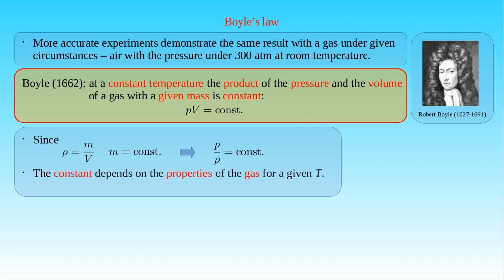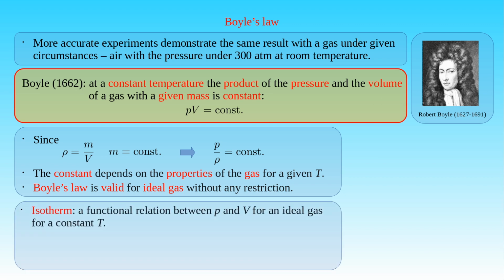Such a gas is called ideal gas. That is, Boyle's law is a fundamental relation between the pressure and the volume of an ideal gas. Inversely, we can also define ideal gas as the gas that obeys Boyle's law. The gas law allows us to introduce a concept called isotherm. The isotherms are functional relations between the pressure and the volume of an ideal gas at a constant temperature.